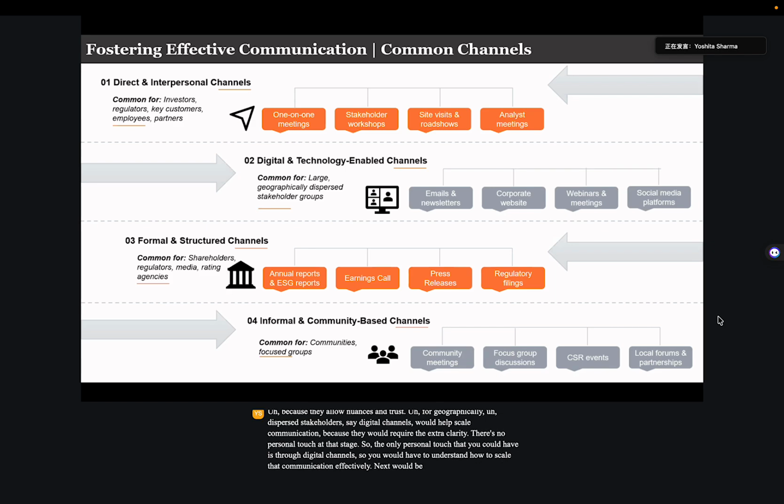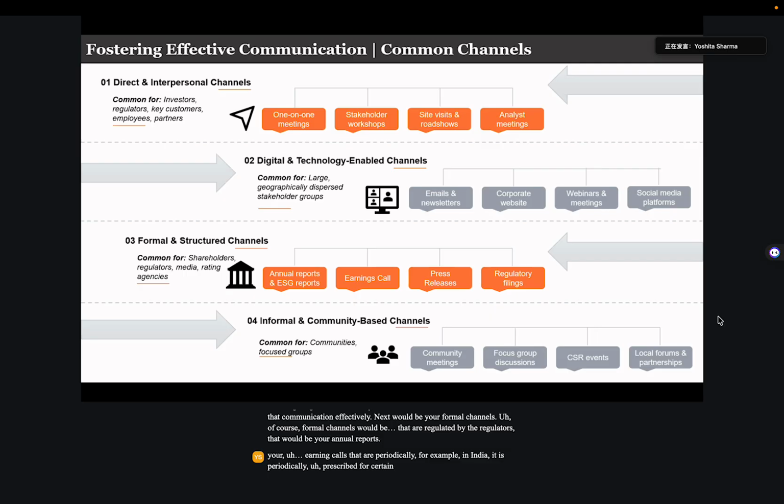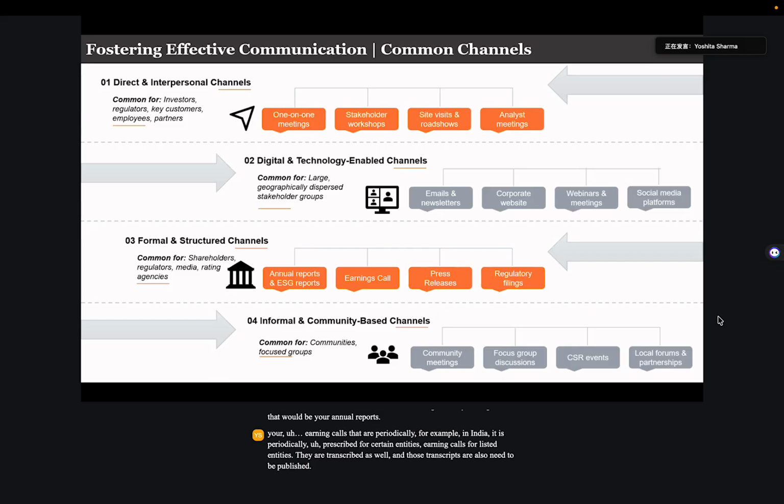Next would be your formal channels. Of course, formal channels would be those that are regulated by the regulators. That would be your annual reports and earning calls that are periodically prescribed, for example in India, for certain entities, earning calls for listed entities. They are transcribed as well, and those transcripts also need to be published on the website of the company. So what this does is it establishes credibility.